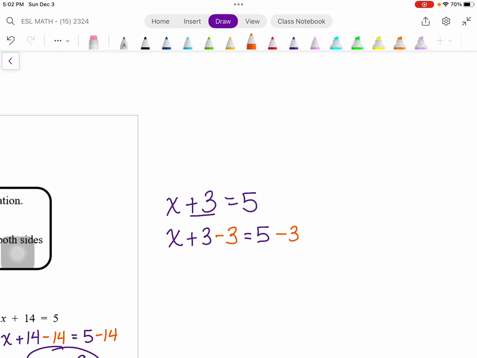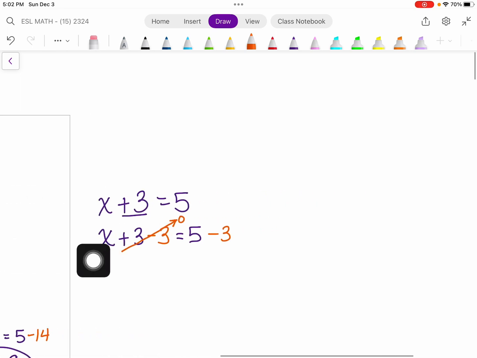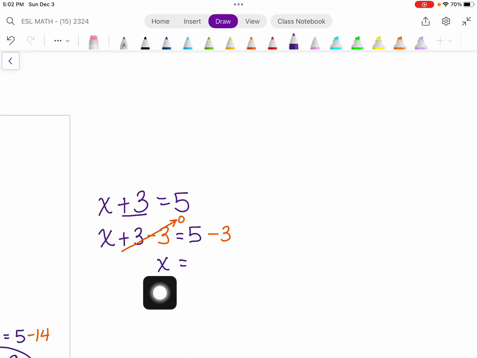Now, when I have a positive 3, subtracting a 3, I'm left with 0. And when I'm adding 0, x plus nothing is just x. So I don't have to write that on this side anymore. I'm left with just x. This means that I've isolated x. x is on its own on one side of the equation. And then 5 minus 3 is equal to 2. So I've now solved the equation. The x in x plus 3 equals 5 is equal to 2.